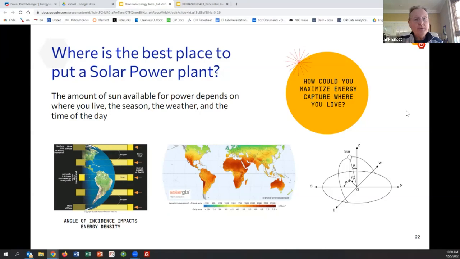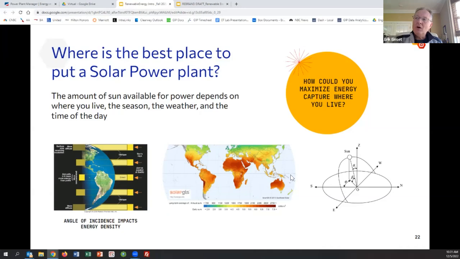Okay, so we talked about the best place to put a wind farm. What about the best place to put a solar plant? As you know, the higher the sun is in the sky, the more power you have. You probably feel that, right? Late in the day, early in the morning, you don't get as much direct sunlight, but in the middle of the day, you get a lot. And I mentioned before, you can have moving solar panels that track the sun.